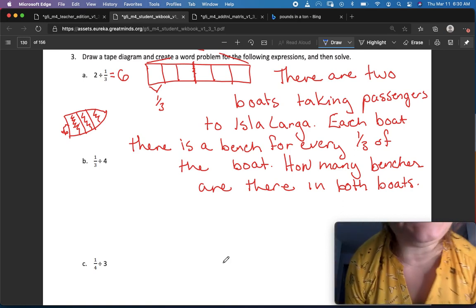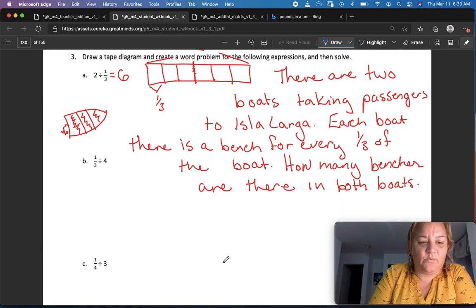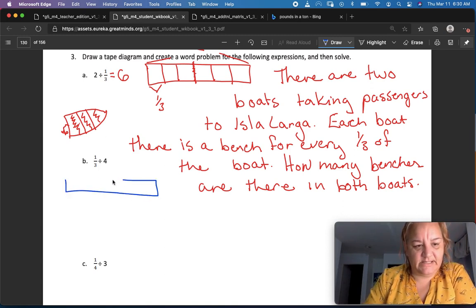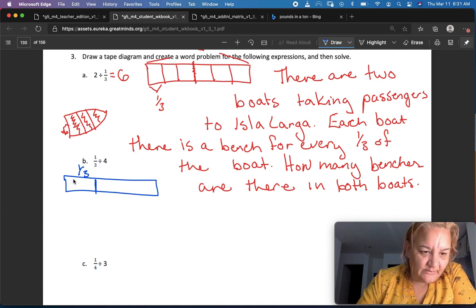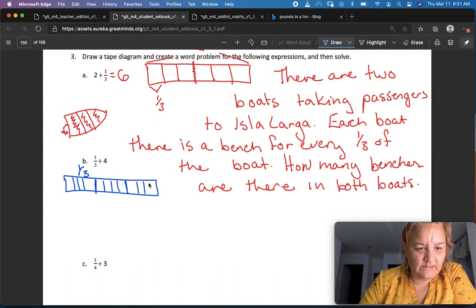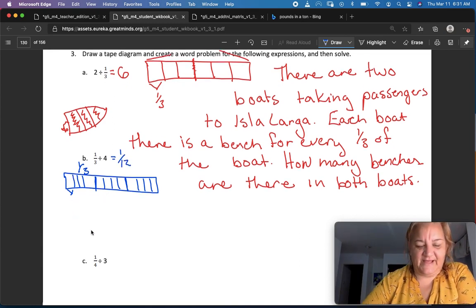Okay, next one. B, 1/3 divided by 4. So we have, here is 1, and we're only talking about 1/3. We're going to divide that 1/3 into 4 pieces. So 1, 2, 3, 4. So that would equal, how many pieces are there? Or how much would 1 be? 1/12.